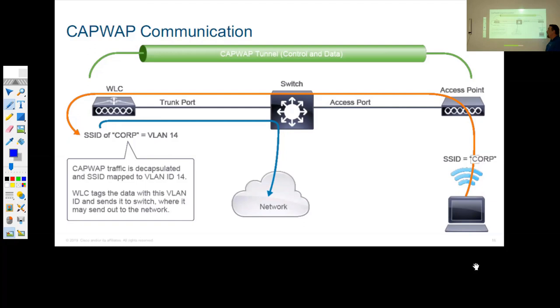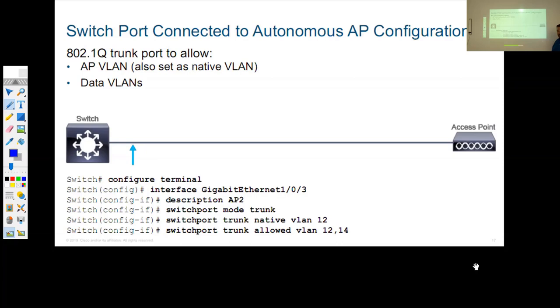If we're dealing with an autonomous access point or a standalone access point, there is no wireless LAN controller. So I've actually gone into the access point now and configured it with what it needs to use for an SSID, what it's got for security on that SSID, and what VLAN that SSID is going to be mapped to on the wired network. So now everything happens at the access point.